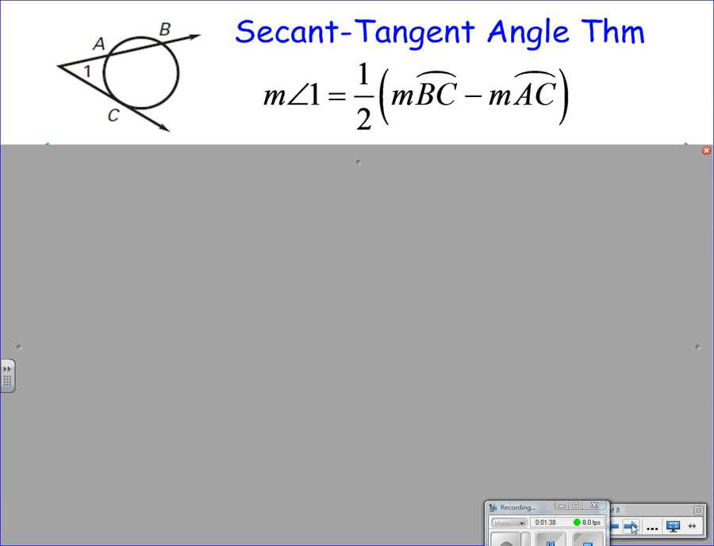Now, there's going to be three different theorems we're going to talk about here. Secant tangent angle theorem. So if you have a secant, here's a secant that intersects a tangent, angle 1 is going to be 1/2. Notice how all of our theorems are going to have 1/2. The difference, that's why I want to highlight, subtracting of BC, the outer one, minus the inner one.